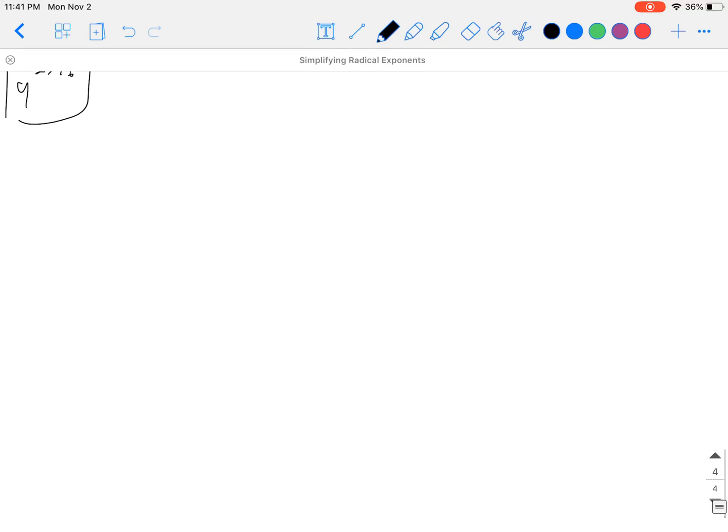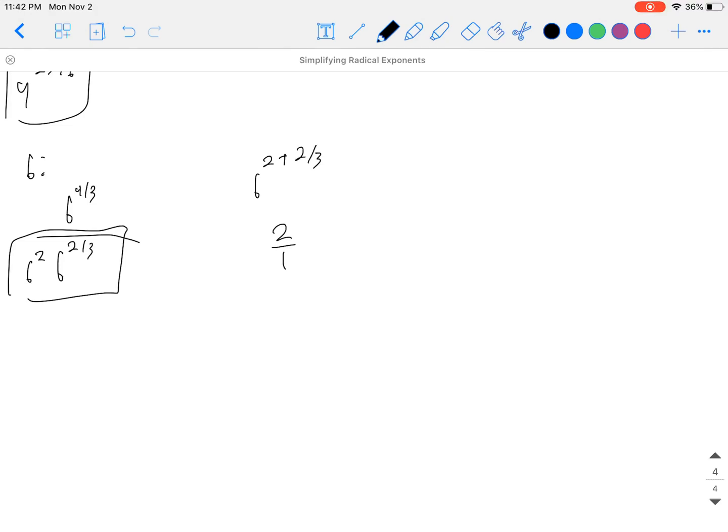Finally, we'll move on to b. So for b, we have b to the 4/3 divided by b squared times b to the 2/3. Now this time, since we have two terms in the denominator, that's where we're going to start. So we're just going to use the simple product rule of b to the 2 plus 2 over 3. Here, we again need a common denominator, so we'll multiply 2 over 1 by 3 on the top and bottom, giving us 6 over 3 plus 2 over 3, giving us 8 over 3.